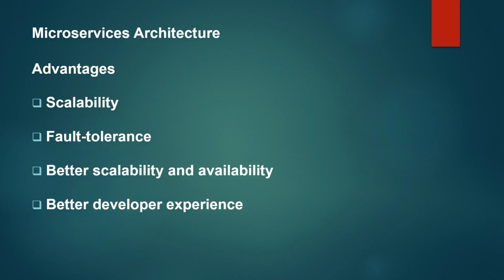Fault tolerance. Since each microservice is a separate process, as I told you, we have three microservices: passenger, cargo, and miscellaneous. If miscellaneous fails, then cargo and passenger will continue to work, so they will not be impacted. Each and every component has its own failure handling. So this is one of the biggest advantages of microservices architecture.